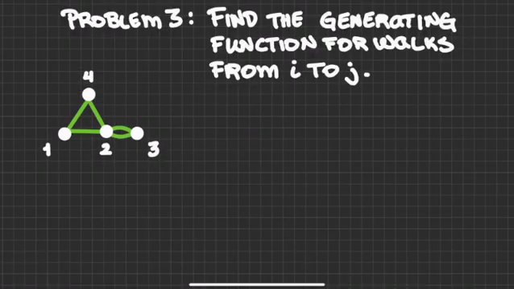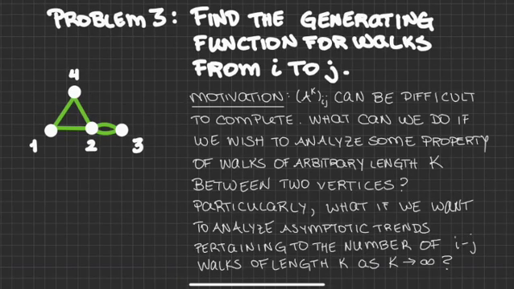Moving on to problem 3, which bounces off of problem 2, we must find the generating function for walks from i to j. A couple questions might come to mind when you see this problem. First, what the hell is a generating function? And second, what can we do with it? We'll get to those questions in a minute, but first it's helpful to provide context based on the problem.